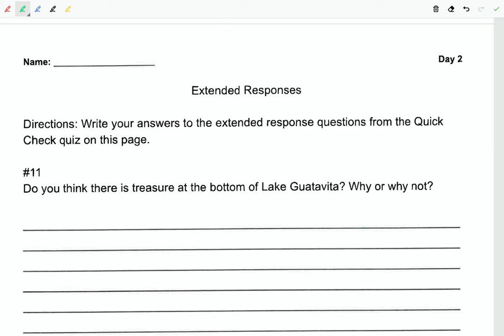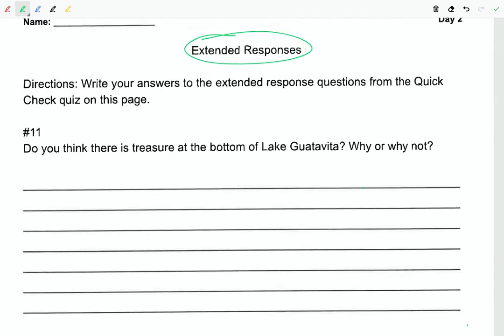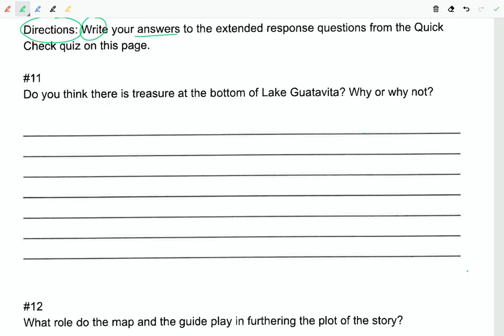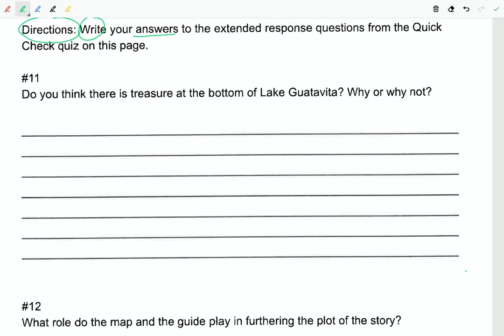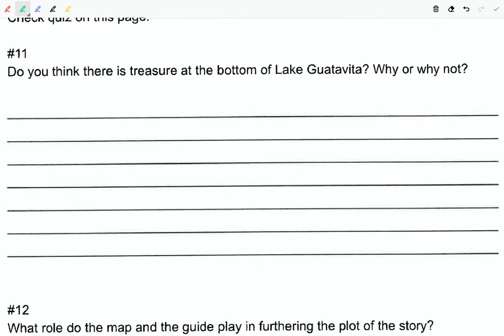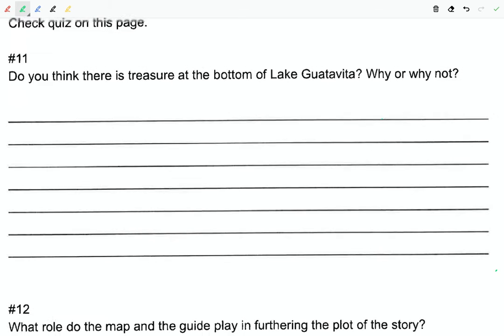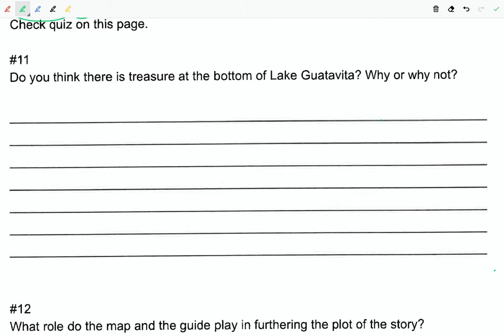Okay, so here it is. It says extended responses. And then it says directions. It says write your answers to the extended response questions from the quick check quiz on this page. Here's a question that we need to respond to. And I am going to begin the answer by turning the question into a statement. But then it's going to be your job to find the evidence. You're gonna need to reread the book. What was it? Treasure in El Dorado. Reread your book to find evidence for your response.